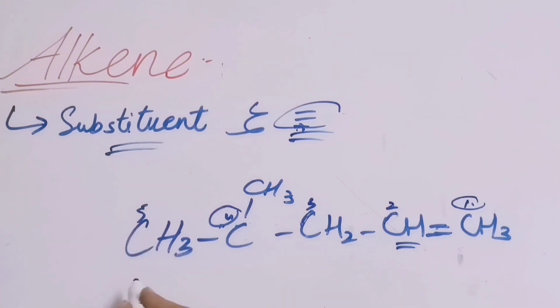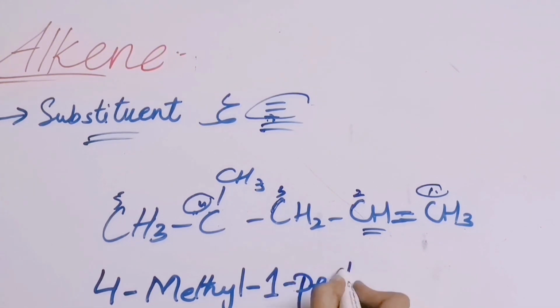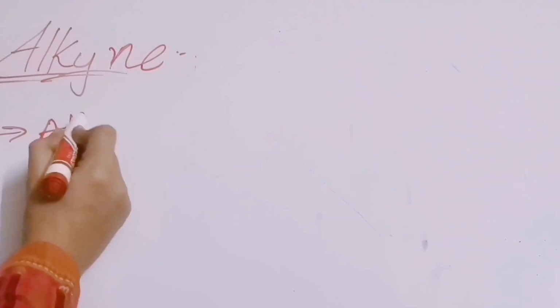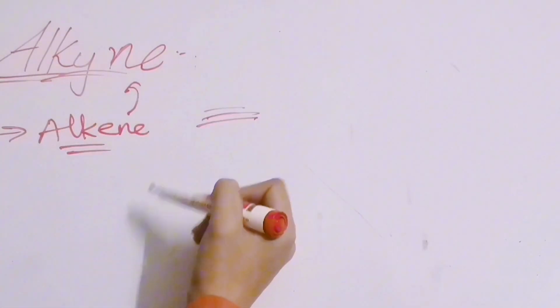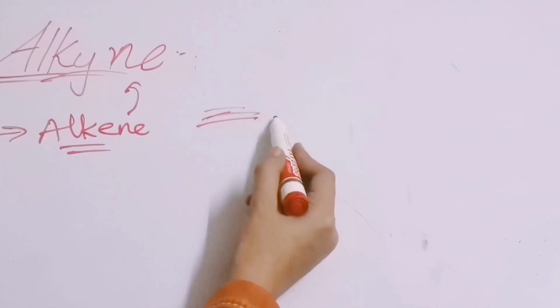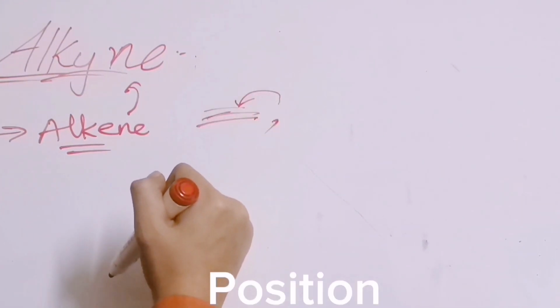So the name will be 4-methyl-1-pentene. Right? This will be the name of this compound. Now the rules that we studied for alkenes will be the same for that of alkynes, meaning that the triple bond will get the lowest number. If a substituent is attached, then again the triple bond will get the lowest number.